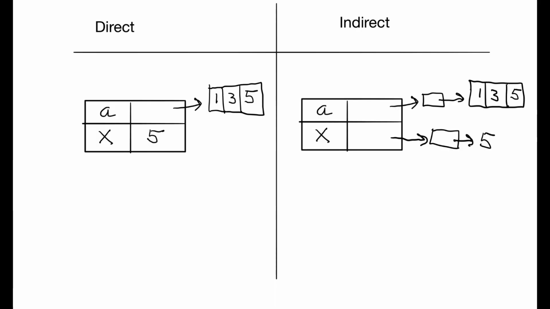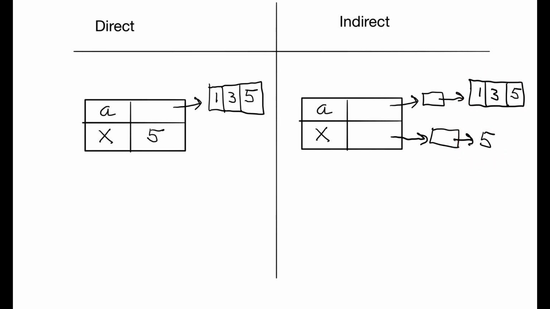Now what I've drawn here is an example of an environment in both the direct and the indirect data models. In this case right here, this is an array, which is one type of aggregate data, and it is stored directly, and this is a singular data type like an integer. And over here, this is an array stored indirectly, and this is an integer stored indirectly.